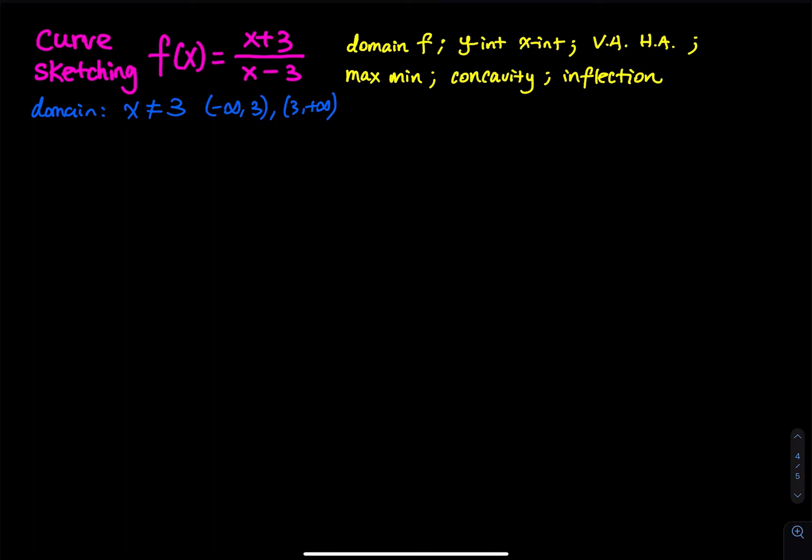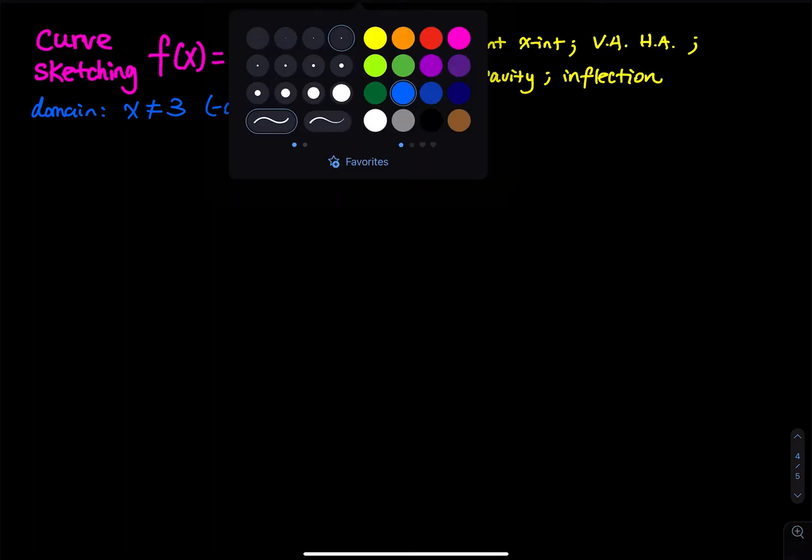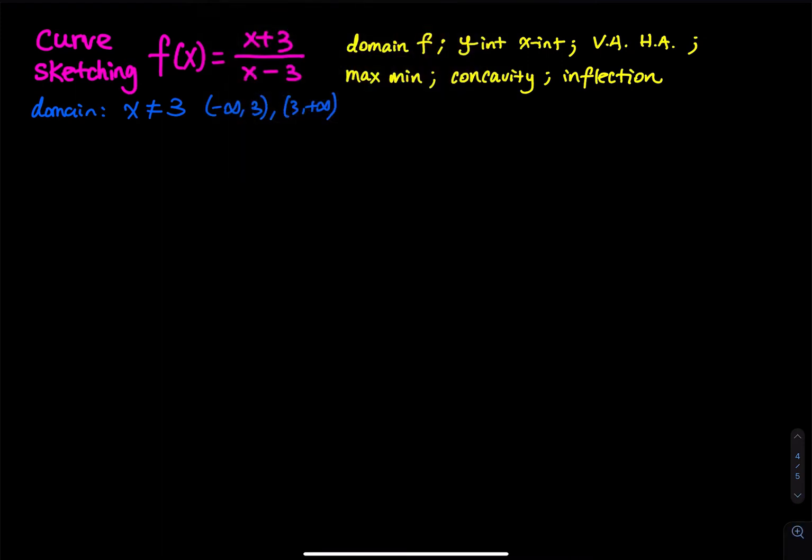And then x-intercept and y-intercept. So I'm going to use different colors to divide this up. Let's do the y-intercept first. For y-intercepts, you are going to let x equal 0. So you have y equals 0 plus 3 divided by 0 minus 3, that equals negative 1. So the y-intercept is 0 comma negative 1. Negative 1 is not an intercept. 0 comma negative 1 is an intercept. An intercept is a point. You have to provide the x and y coordinates.